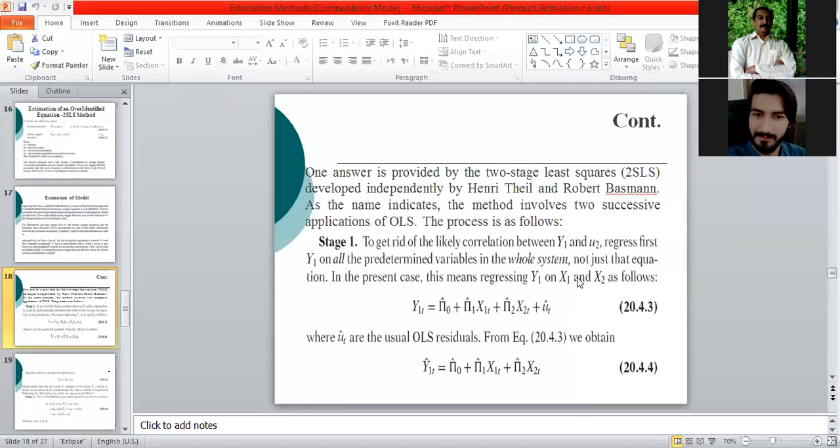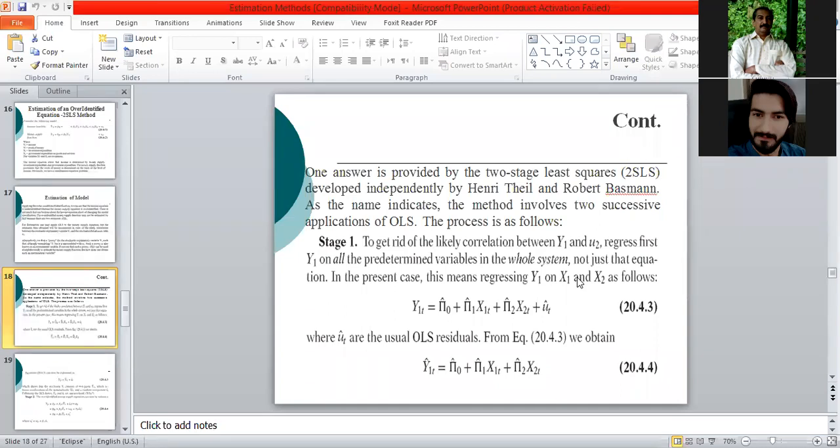It is the same as we developed the reduced form in ILS, and as in the case of the Hausman specification test. On the same lines, the first stage in the two-stage least squares method is to develop a reduced form equation from the model and then estimate it by applying OLS to get the estimated Y1, which we require.